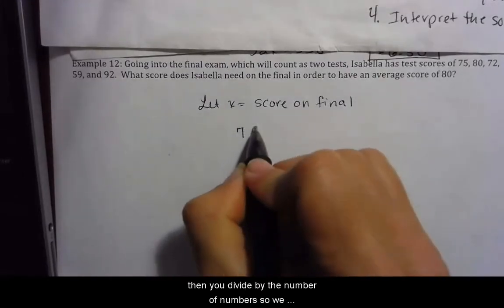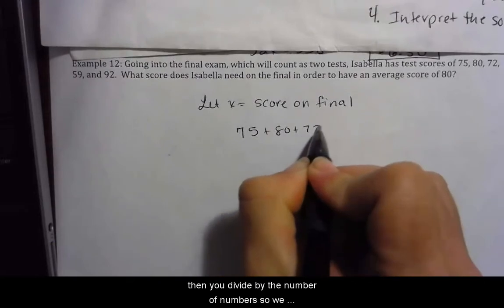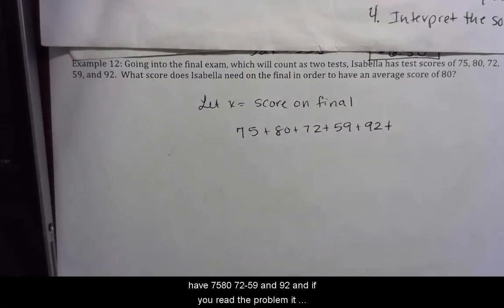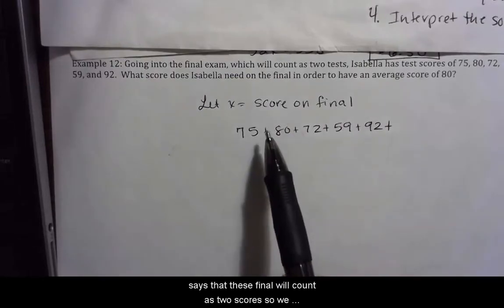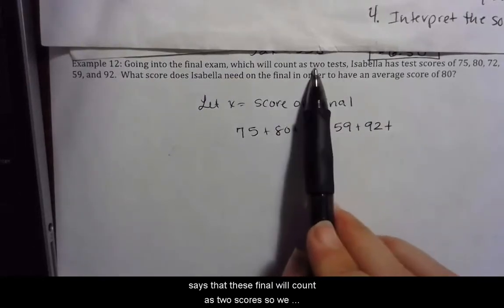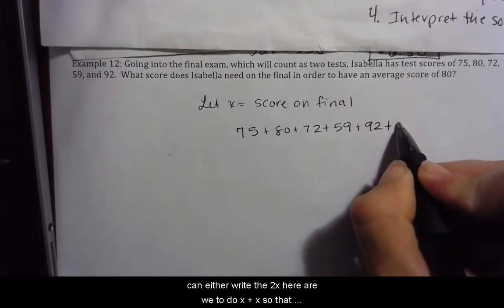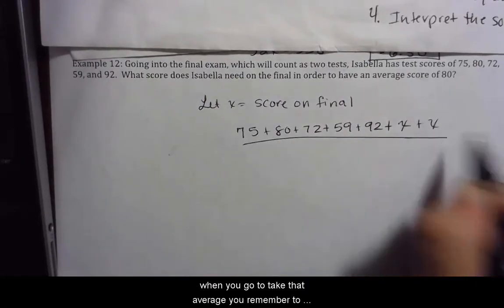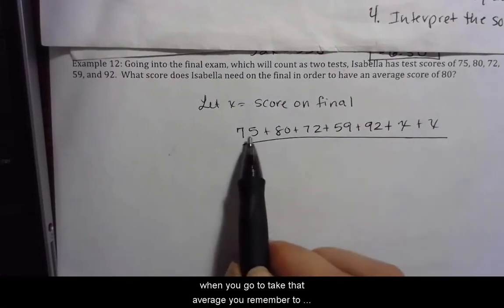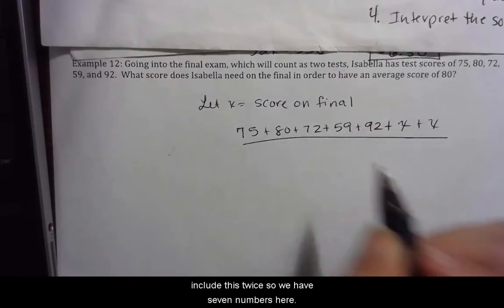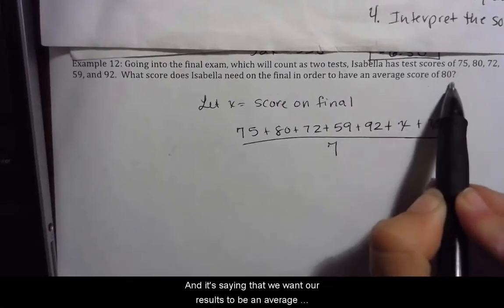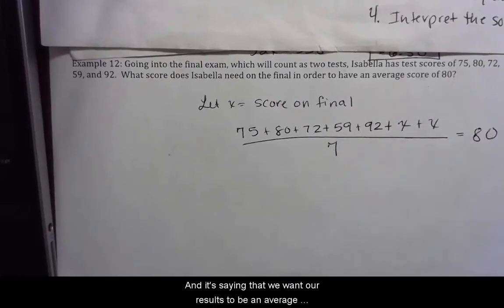So we have 75, 80, 72, 59, and 92, and if you read the problem, it says that the final will count as 2 scores. So we can either write a 2x here, or we could do x plus x, so that when you go to take that average, you remember to include this twice. So we have 7 numbers here, and it's saying that we want our result to be an average of 80. So that's what's going to go on the other side of the equals.